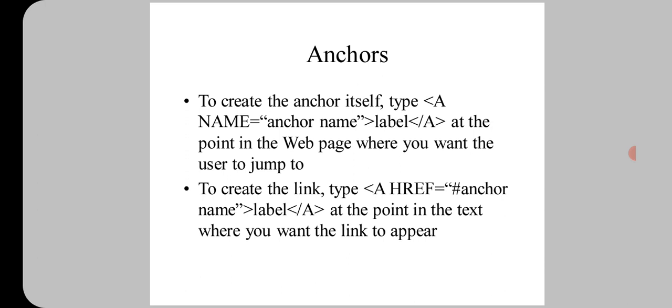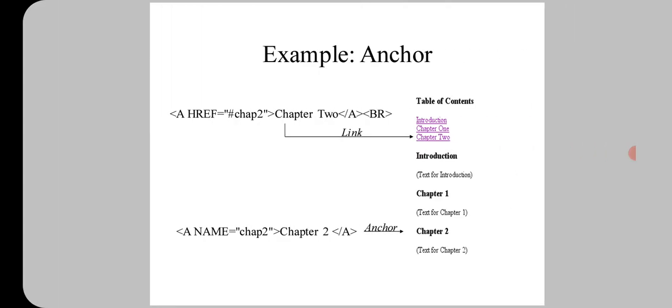So how to create anchors in HTML? To create anchors in HTML, we may use the a tag. The syntax is <a name="anchor name">some label</a> at the point in the web page where you want the user to jump. To create the link, type <a href="#anchor name">label</a> at the top, the point in the text where you want the link to appear.